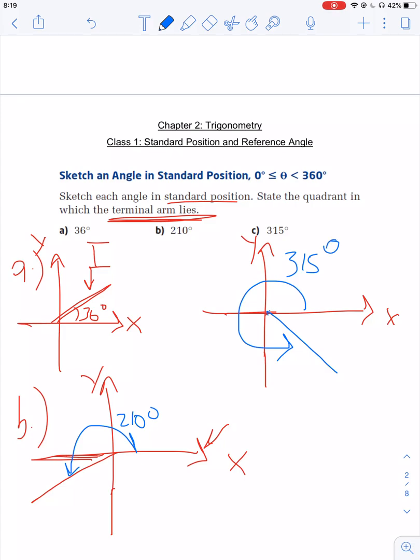That's what it means. You just need to know that you always start from the positive x-axis and then you go to wherever your terminal arm is. Oh yeah, I forgot to label the quadrant. This one over here has its terminal arm in quadrant 3, and this one is in quadrant 4. So hopefully that makes sense.